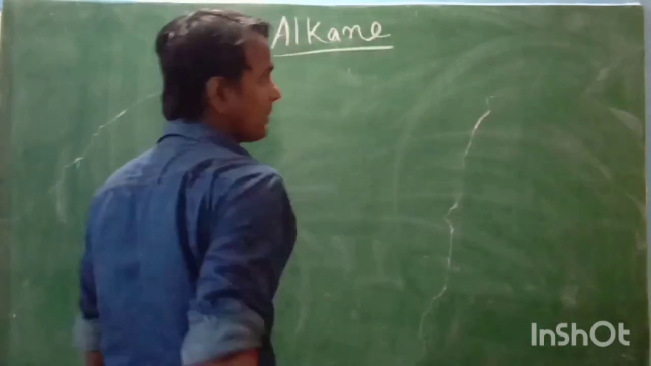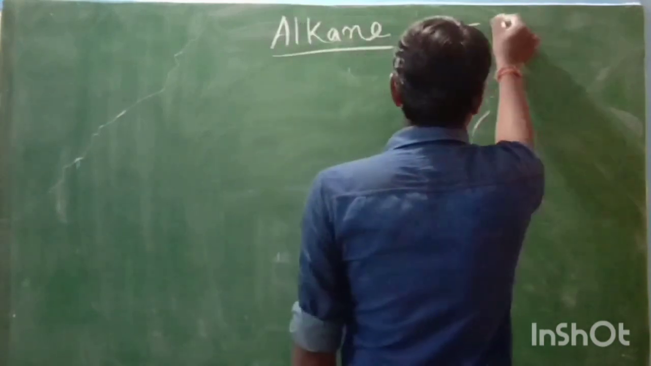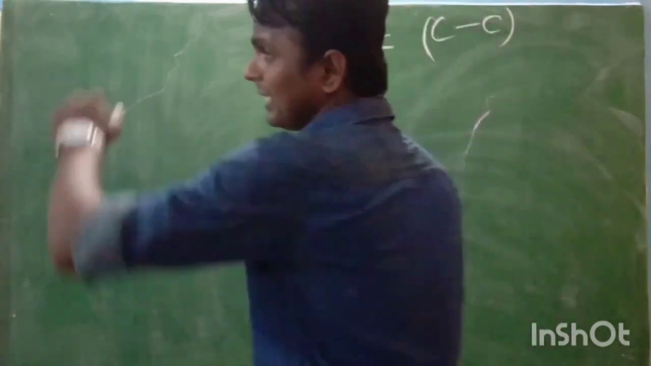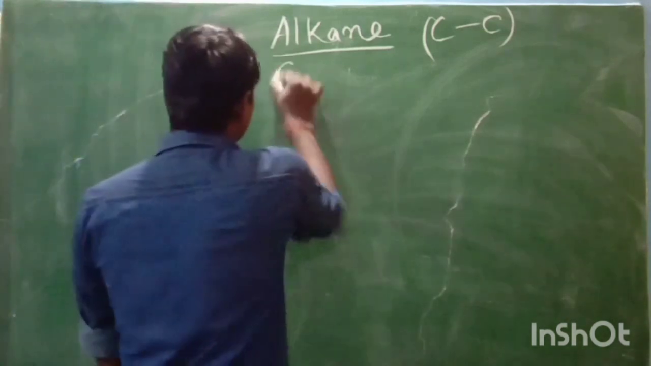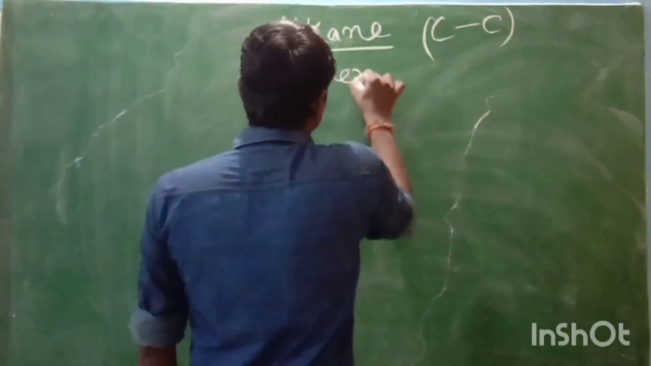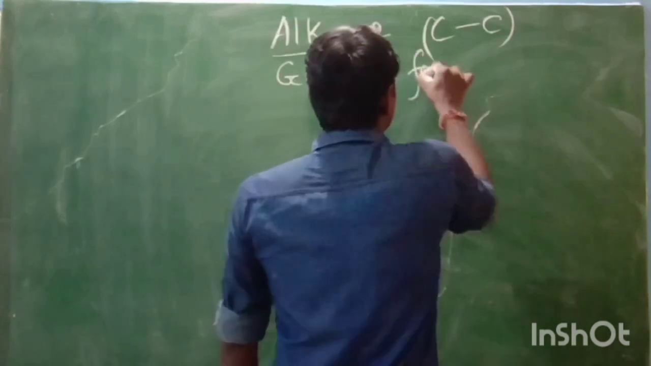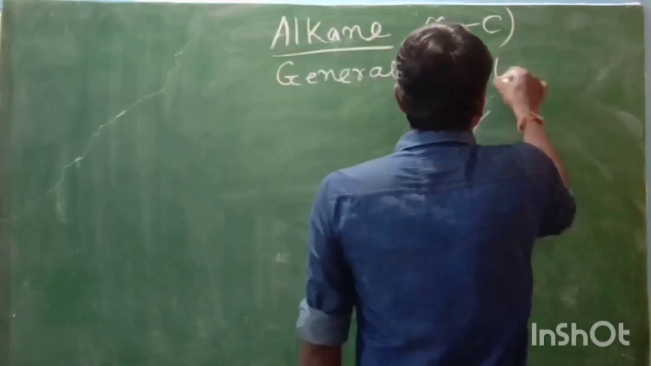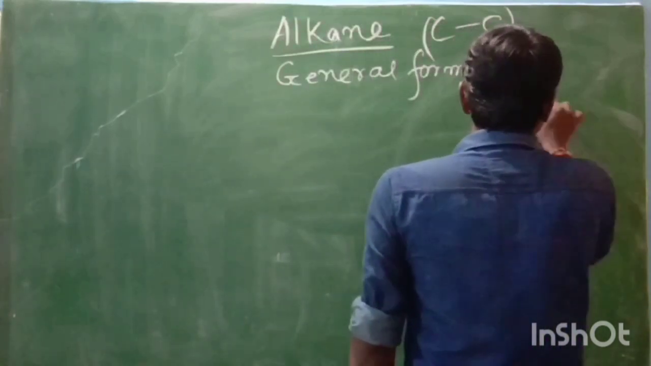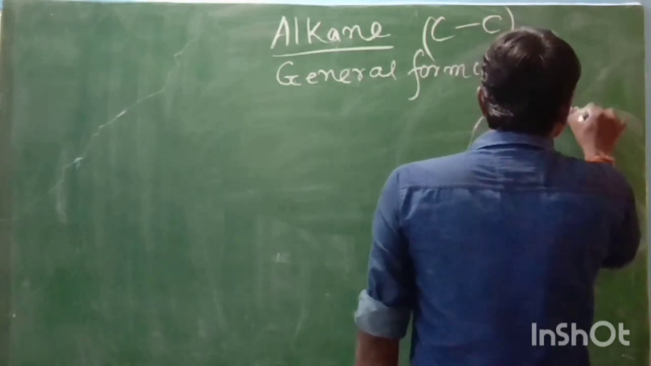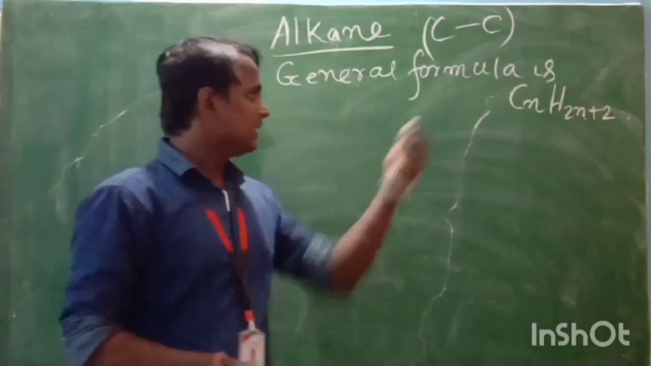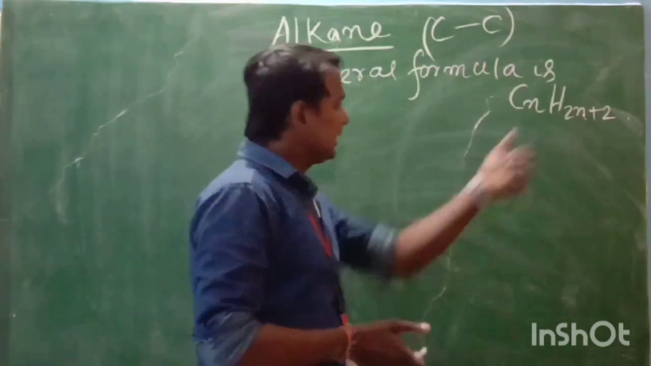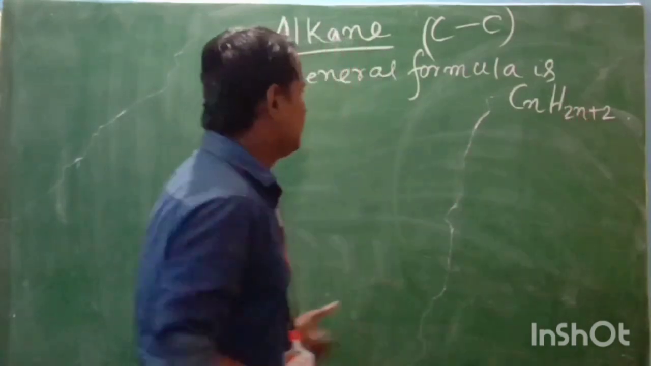Alkanes mean carbon single bond, and the general formula is CnH2n+2. If you forget this, you can derive it yourself in the following way.